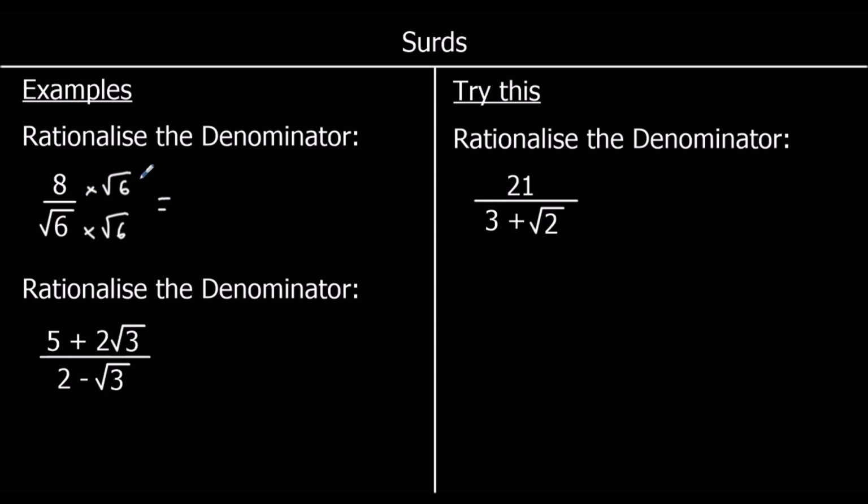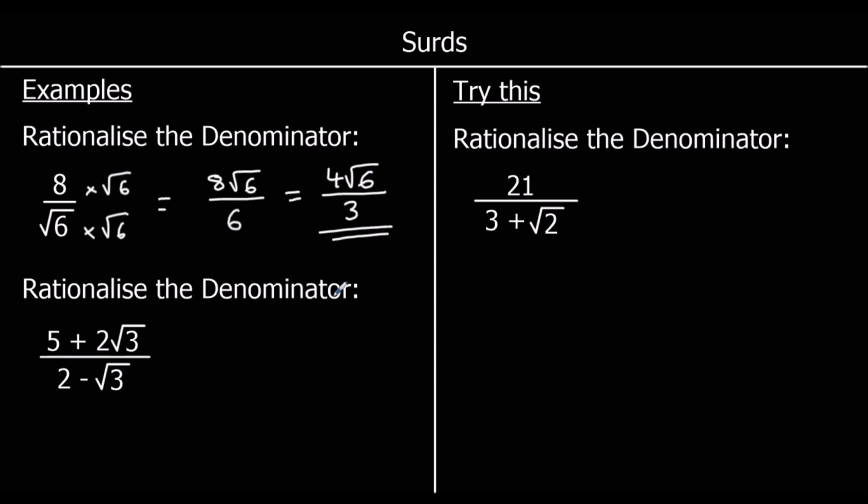So if we do this, 8 times root 6 on top, which is 8 root 6, and root 6 times root 6 on the bottom, which is 6. So we've rationalised the denominator. It's no longer a surd, but we can simplify this further. If we half top and bottom, we'll get 4 root 6 over 3.